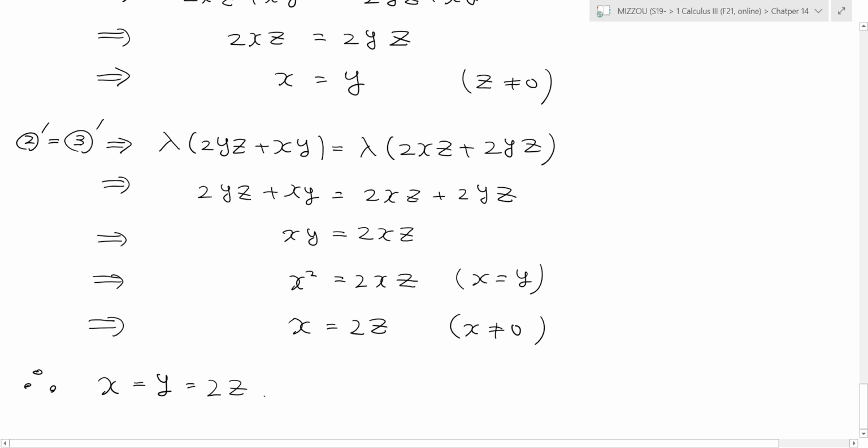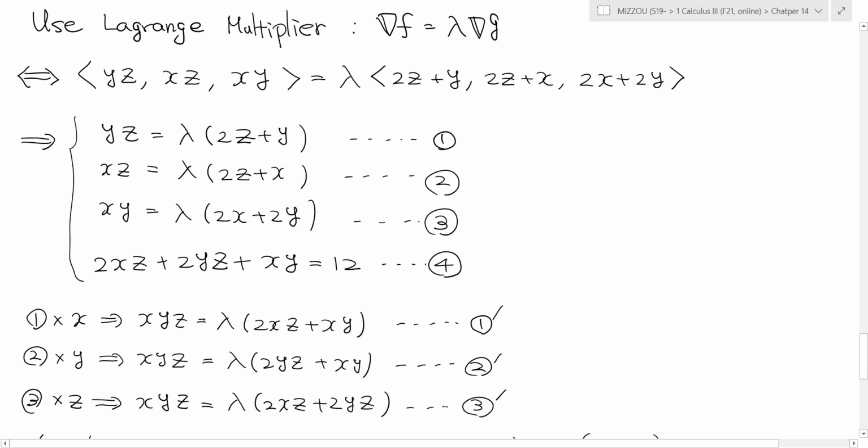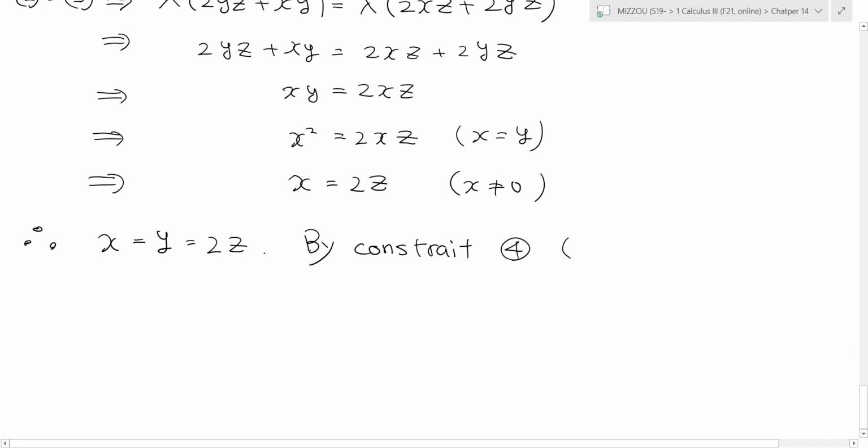Then now, let's use the constraint. This, by the way, happens even in the previous problem. For the method of Lagrange multiplier, usually you use the constraint at the very end. So let's use the constraint number 4, which is this. Let me just copy it. The constraint was 2xz plus 2yz plus xy is equal to 12. So that was the constraint. All right, and then just plug those into the constraint. Now what do you get? Well, express everything by z.